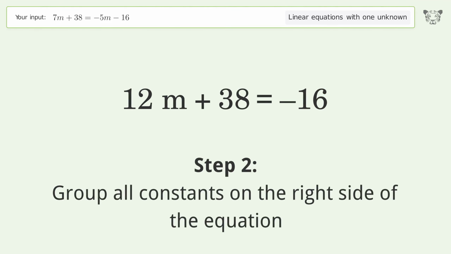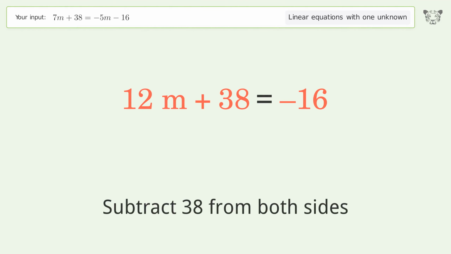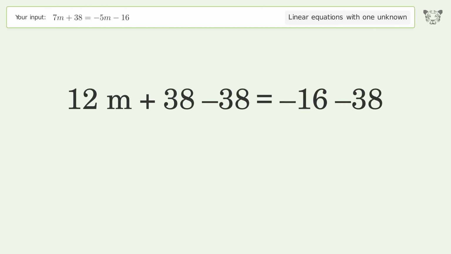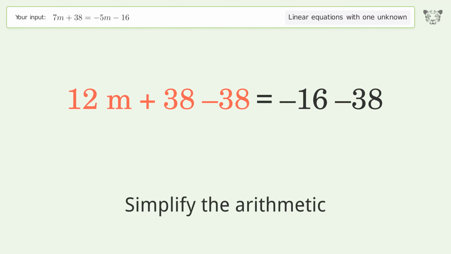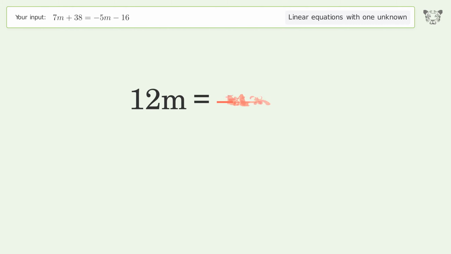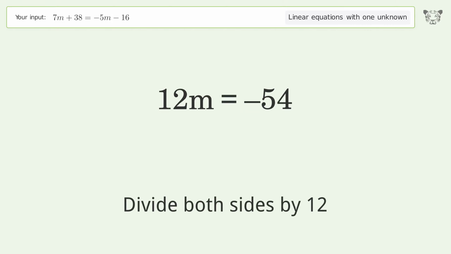Group all constants on the right side of the equation. Subtract 38 from both sides. Simplify the arithmetic. Isolate the m. Divide both sides by 12.